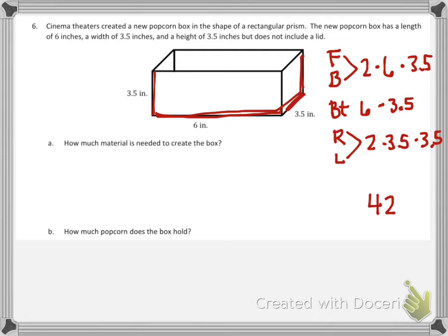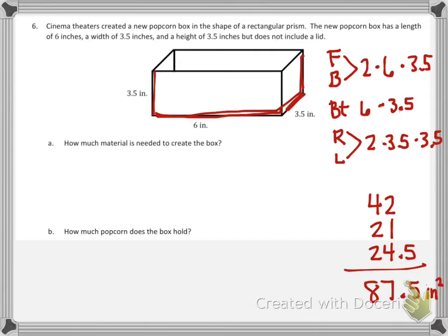6 times 3.5 is 21. That is the bottom. And then 2 times 3.5 times another 3.5 gives us 24.5. And that is the right and the left side. And when we add those up, we get 87.5 inches squared. That's going to be the surface area of the popcorn box.